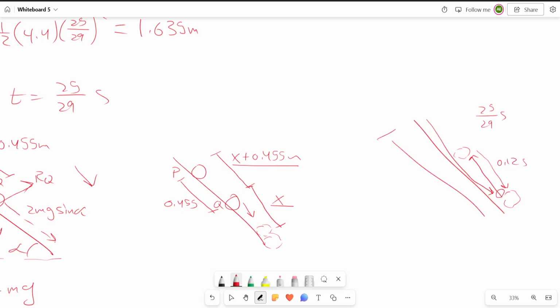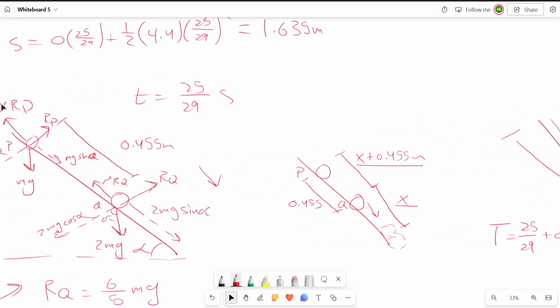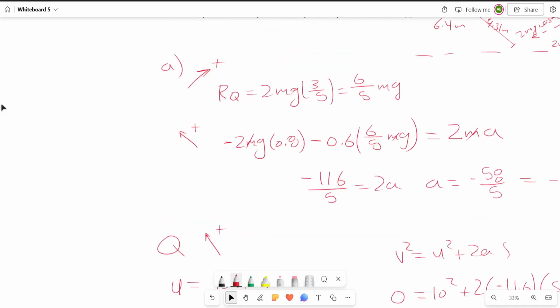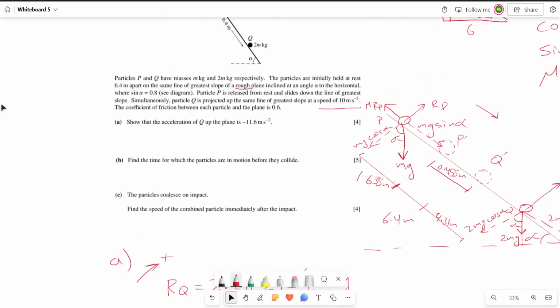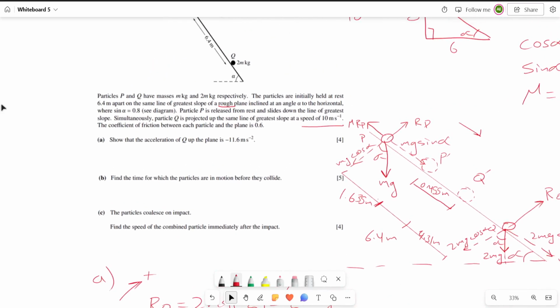So the total time is going to be 25 over 29 seconds, adding to that 0.12, which is going to give us an answer of 0.982 seconds. And this is the total time from start until they collide, which is the answer to part B. It's super tough, very difficult, but it's fun to look at and fun to attempt.